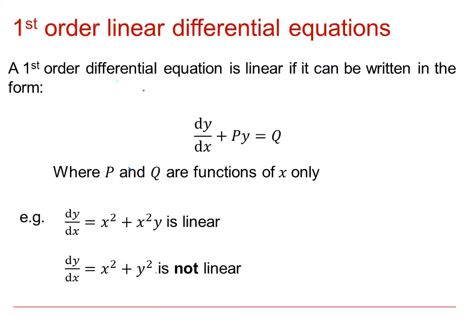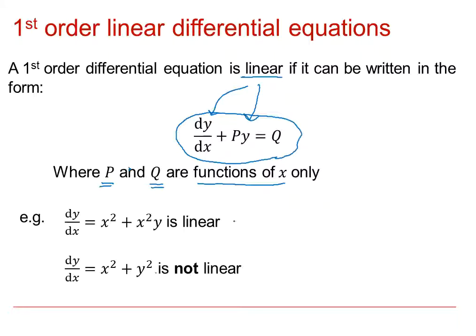So if we look at a first order differential equation, we say that it is linear if it can be written in the form dy by dx plus py equals q. P and q are both functions of x, and for it to be linear, we need both the power on the dy by dx and the power on the y to be 1. So if we can write the differential equation in this form, then it is a first order differential equation and it is linear.